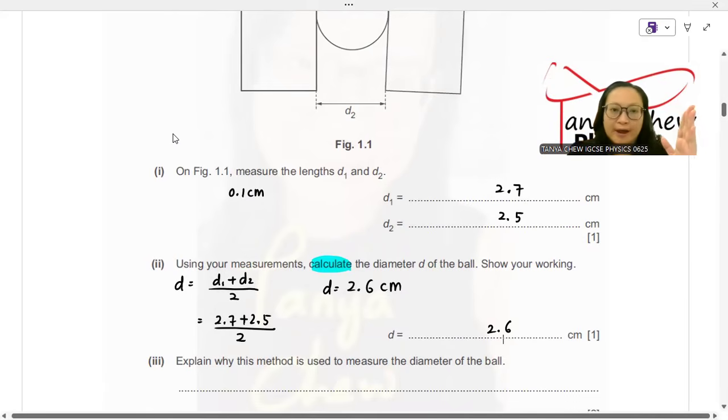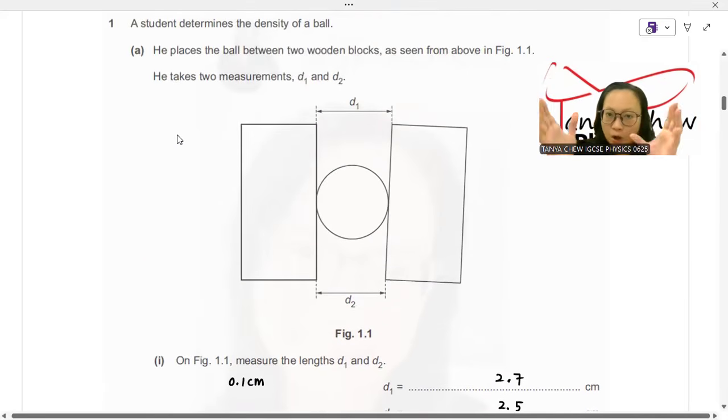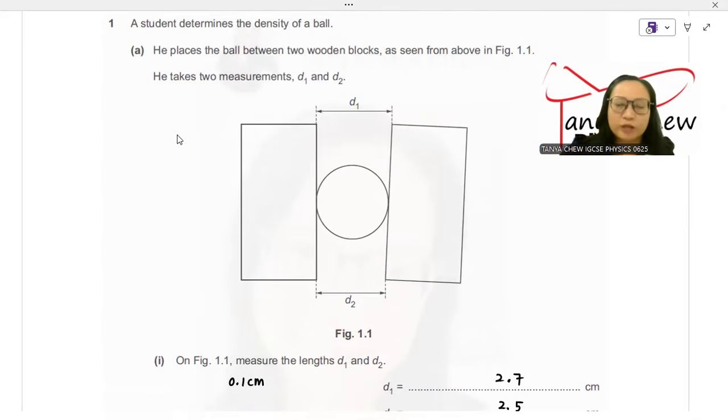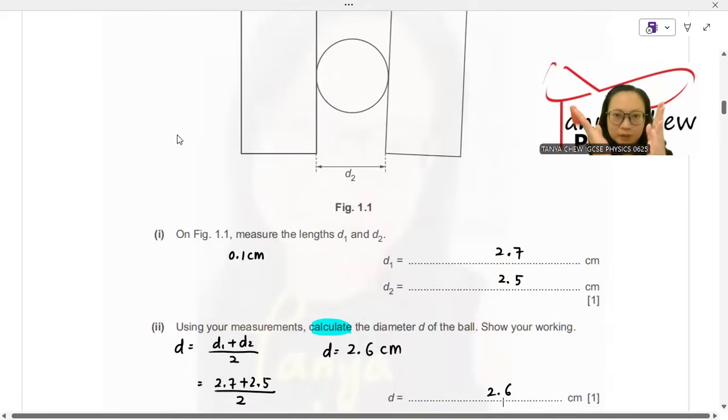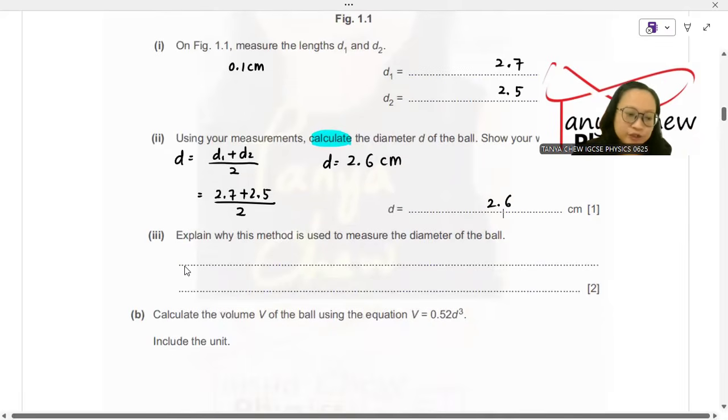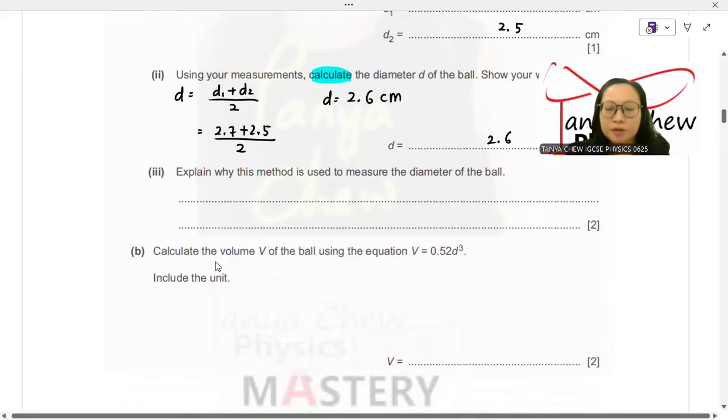So that is why you have to use your wooden blocks. First, to block the ball from rolling over the table. And second, to lock the ball in place. Because the ball is curved, and the wooden blocks are straight, we measure different lengths to find the average of the lengths, which is the diameter of the ball, right?